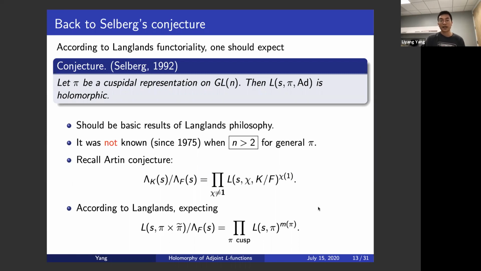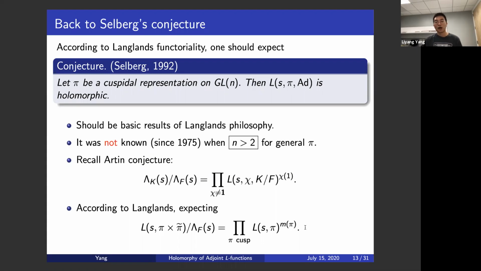Recall from the Artin-Takagi decomposition, we can write the ratio on the algebraic side as a finite product of Artin L-functions, but we don't know whether each Artin L-function is holomorphic or not. And on the analytic side, according to Langlands, we are expecting a similar decomposition, writing this ratio as a finite product of automorphic L-functions attached to cuspidal representations, where this is some multiplicity.